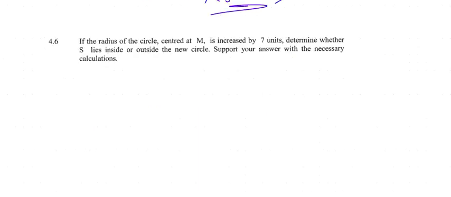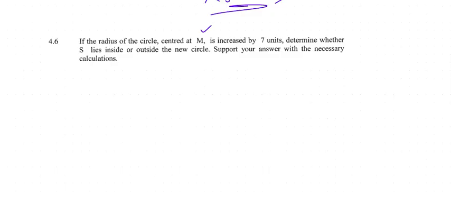Now we have question 4.6, which is about, if the radius of the circle centered at M, as you can see in the previous, is increased by 7 units, okay? So determine whether S lies inside or outside the new circle, supporting your answer with the necessary calculations, all right? So first of all, we have to calculate it. The original radius was r equals 5.